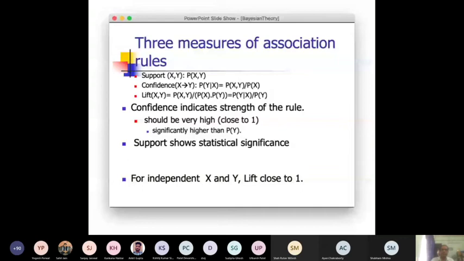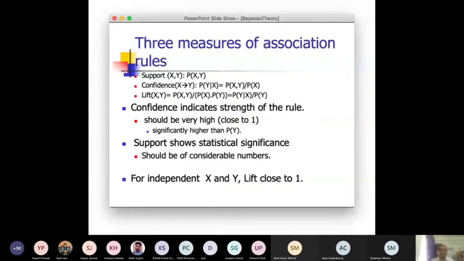You know that probability of y given x is defined as, once again, the joint probability of xy divided by probability of x. So out of all occurrences of x, the number of times the same y occurs should be significantly high. That is how the confidence indicates the strength of that assertion.